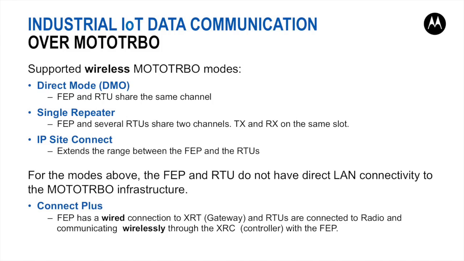As stated here, on the DMO topology the radios share a single channel. On the single repeater topology, the radios have separate TX and RX channels opposite to the repeater's channels, and the IP Site Connect is utilizing several repeaters, having them connect through IP, thus extending the range between the radios. The MOTOTRBO Connect Plus topology is a trunk system where the radios communicate over repeaters, which are controlled by the XRC, which is the controller. This system is utilizing multiple channels and could utilize multiple control channels.